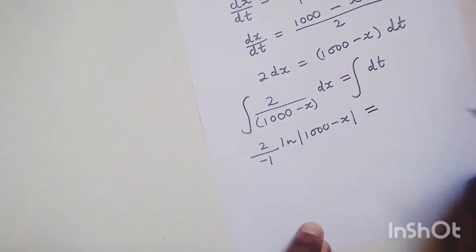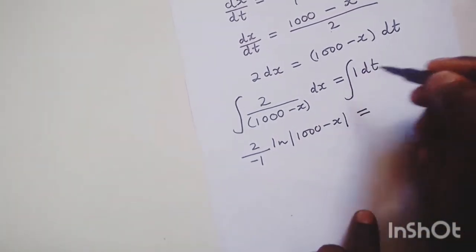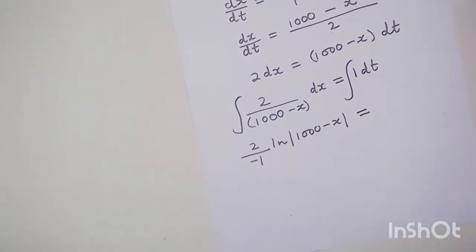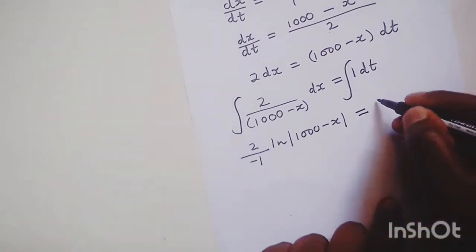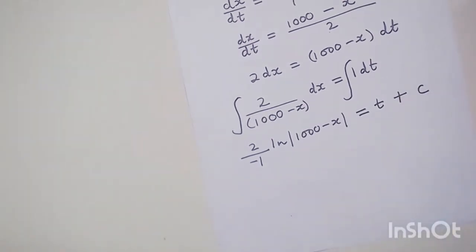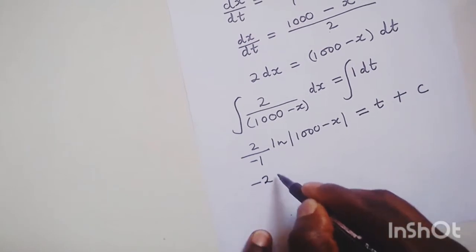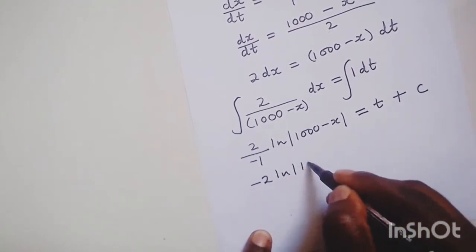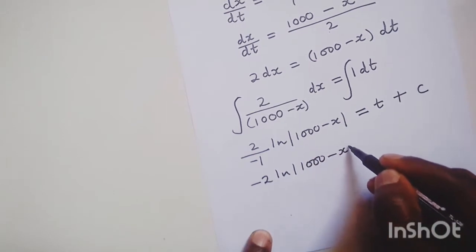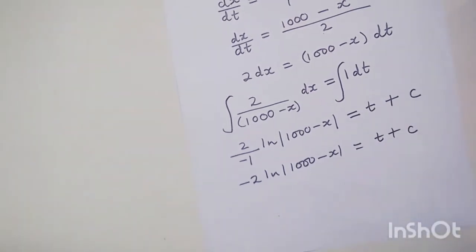Then you put your equal sign, right? So the integral of dt, it means there is a silent 1 in between the integral sign and the differential coefficient dt, right? So the integral of 1, you get t. Then you have to put plus c. So this is the first thing to do, right? So let us simplify on our left side, right? You are going to come out with minus 2 ln of 1000 minus x is equal to t plus c, right?